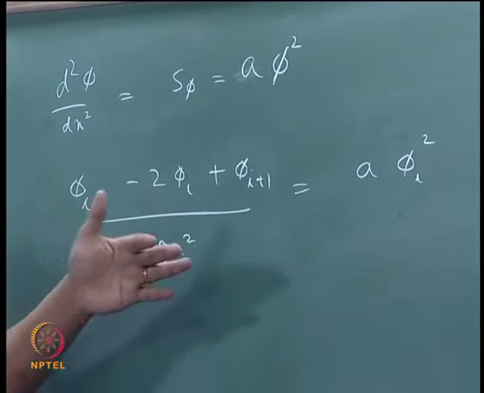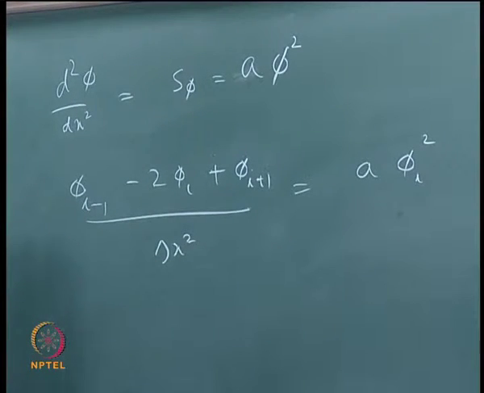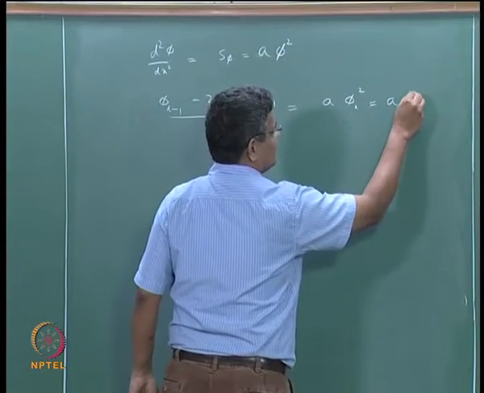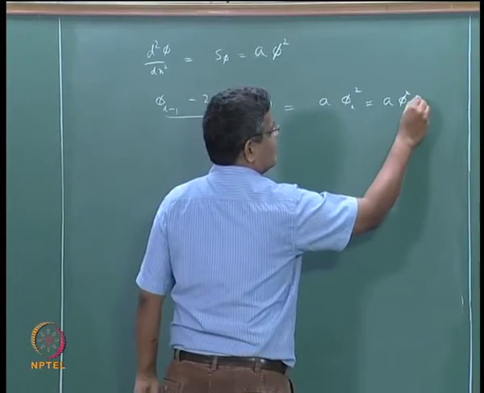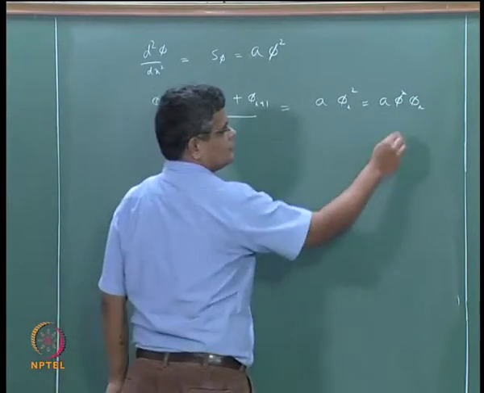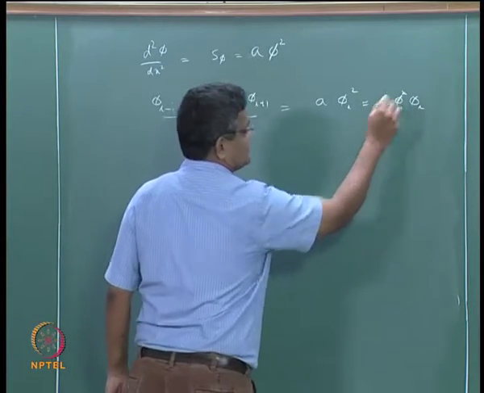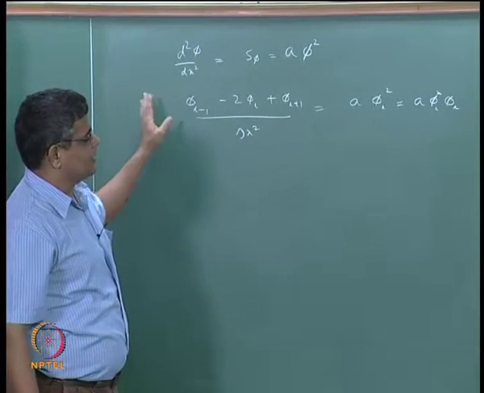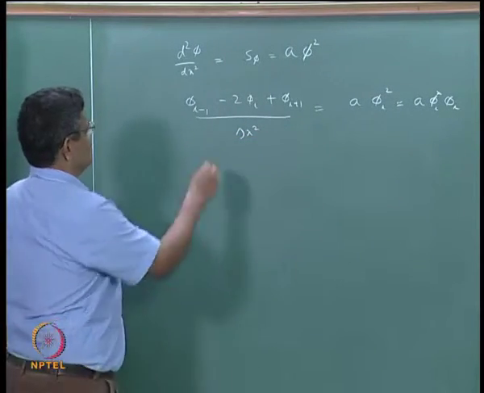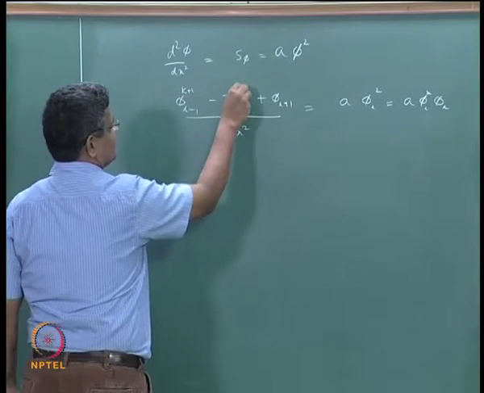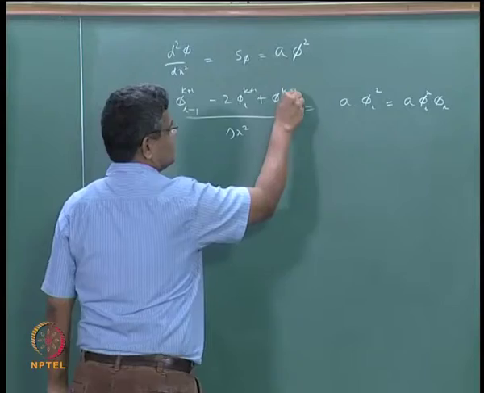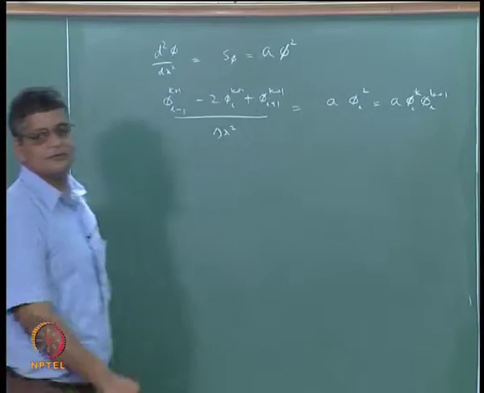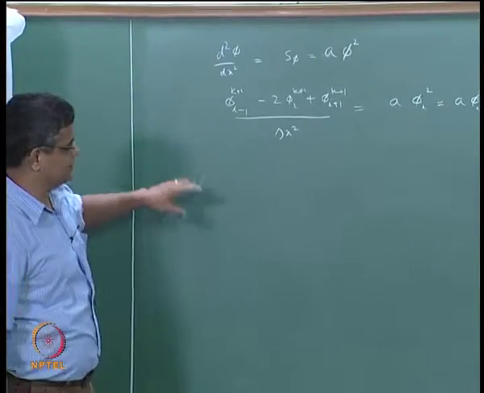So we can linearize it, for example, in the Picard way. So we can say that this is roughly equal to a phi star and phi I, where phi star is some guess value, and we can convert this into an iterative scheme, for example, by making this as k plus 1, this as k plus 1, this as the previous value of k. Okay, so we can do it like this.